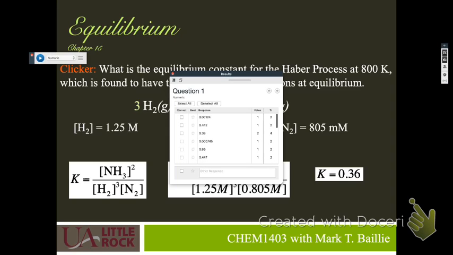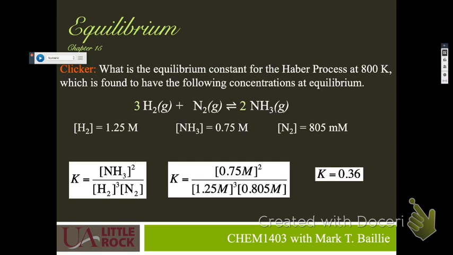But how did you guys get something different? Order of operations is going to be important here. Make sure to go back and check your calculations to make sure that 0.36 is the value you get. Make sure you're using the right concentration. One thing that's very likely that people could do wrong is if you do 0.75 squared divided by 1.25 cubed times 0.805, that's going to basically put this back up on top. So you need to use parentheses. Don't forget order of operations.